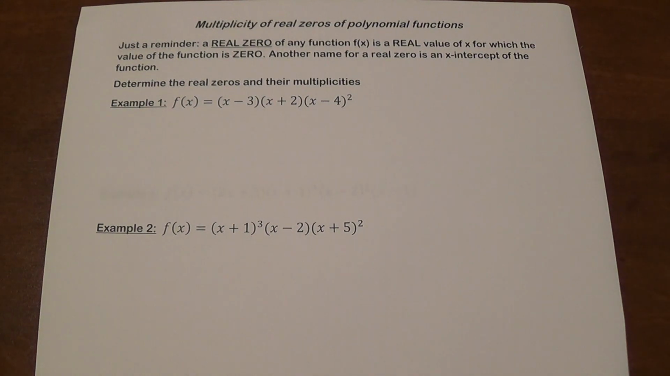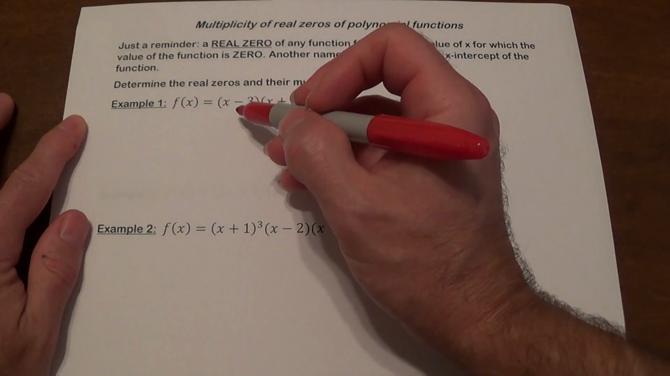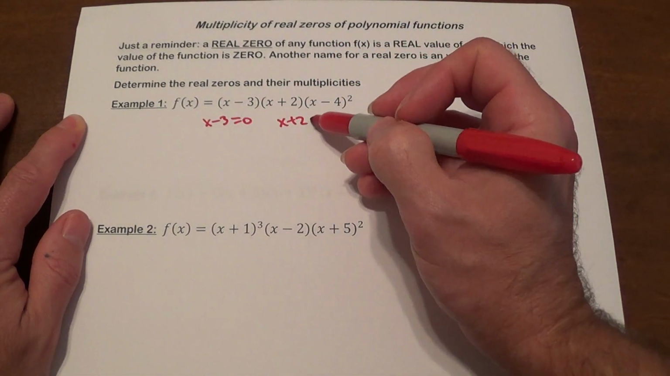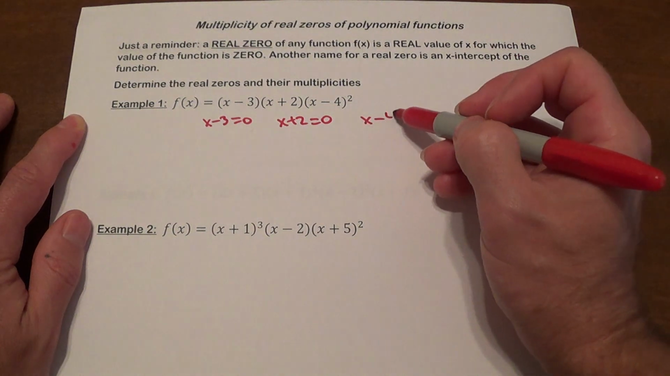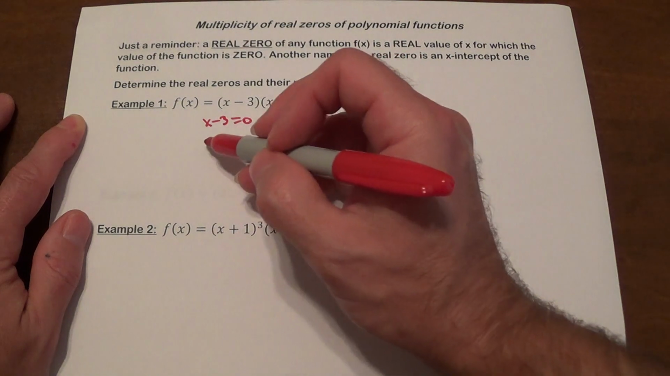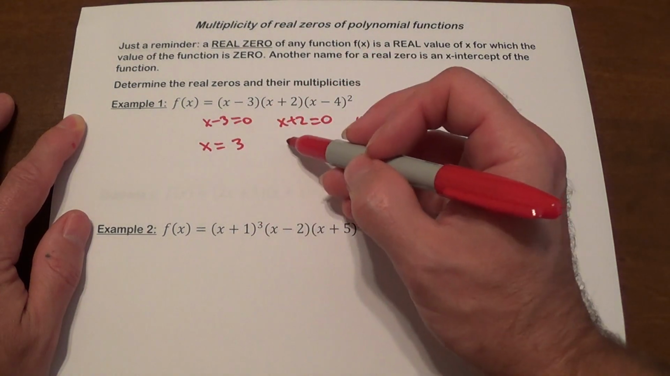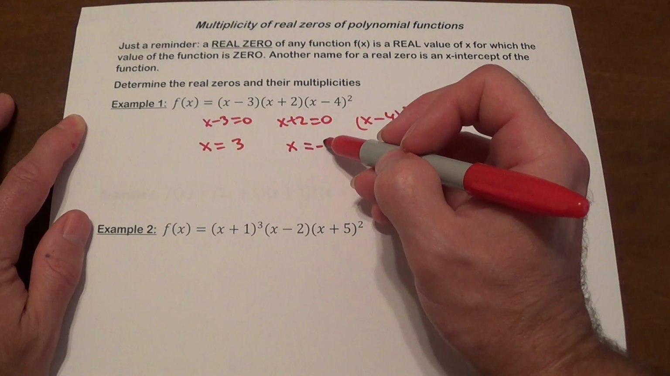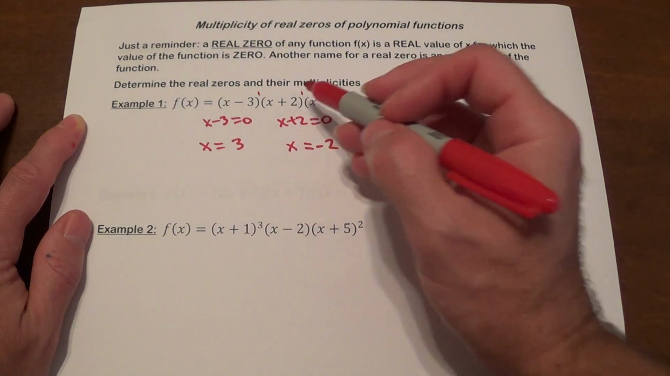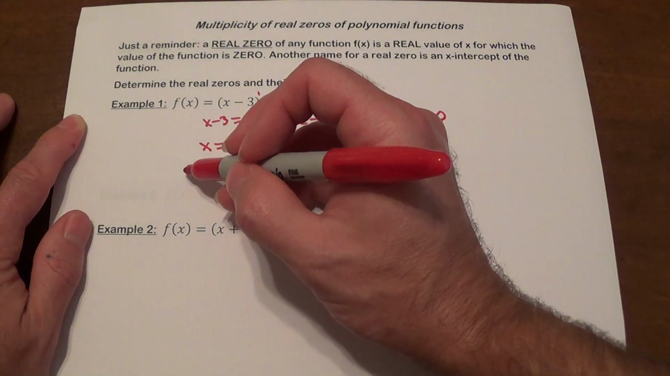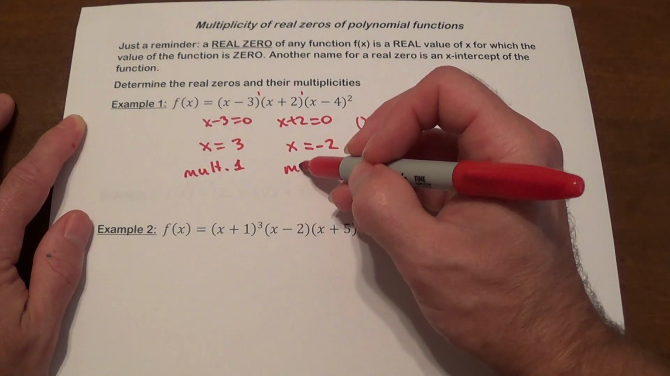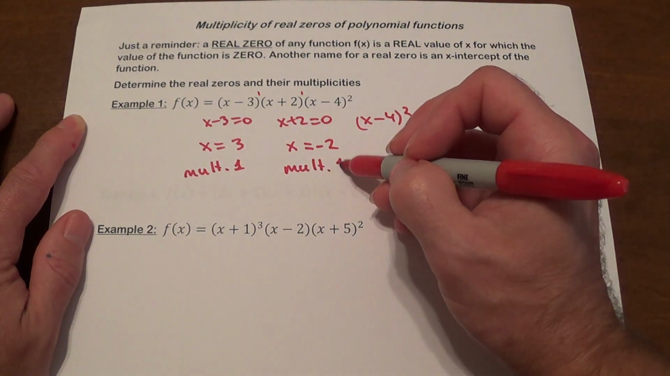First of all, if you set this whole thing equal to 0, you should see that x minus 3 equals 0, and x plus 2 equals 0, or x minus 4 squared equals 0. I'm going to keep this square here for a moment. So this gives us 3, this gives us negative 2. Each one of them has an implied exponent 1, which means the multiplicity here is going to be 1. And the multiplicity here is going to be 1 as well.